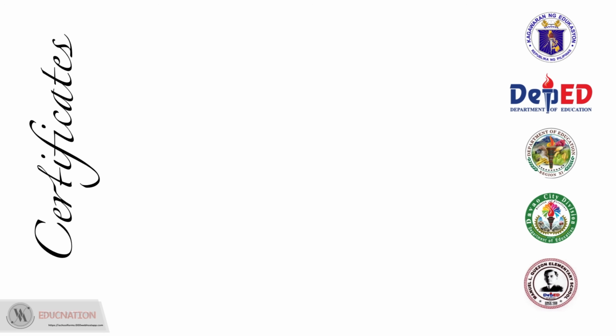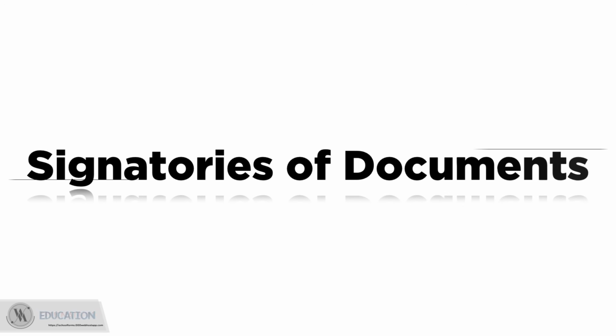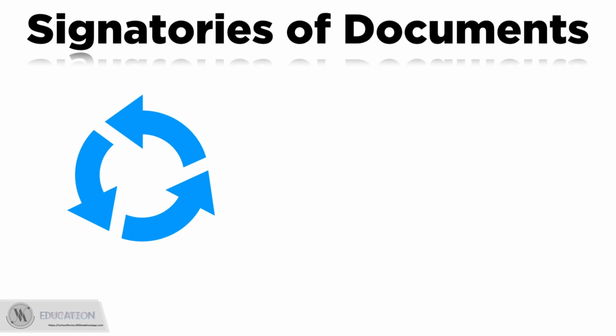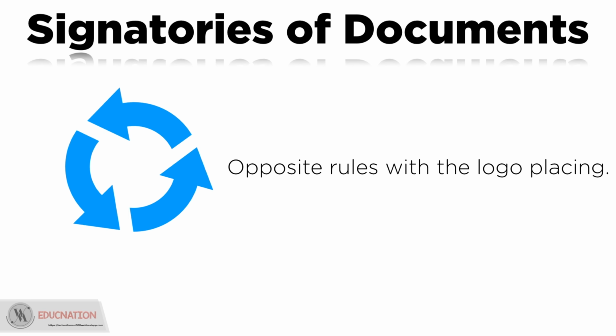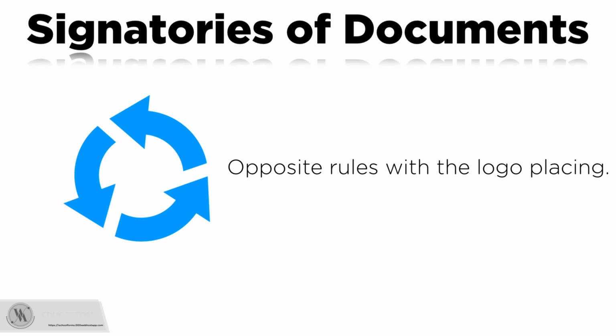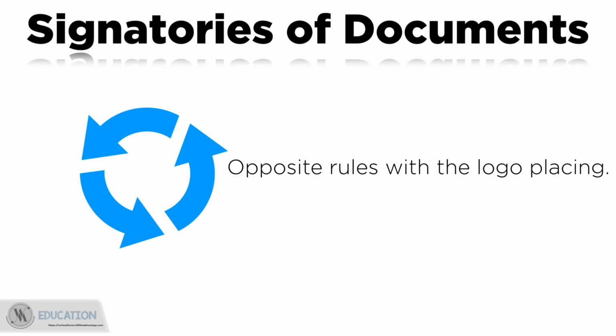Vertical placing of logos follows the same principle. The higher the office logo, the closer it is to the top of the document, whether it is placed on the left or right. Now we move on to signatories of the document. The principle for multiple signatories on any page follows the opposite rule of logo placing. That is, the higher the position of the signatory, the closer it is to the right of the page.